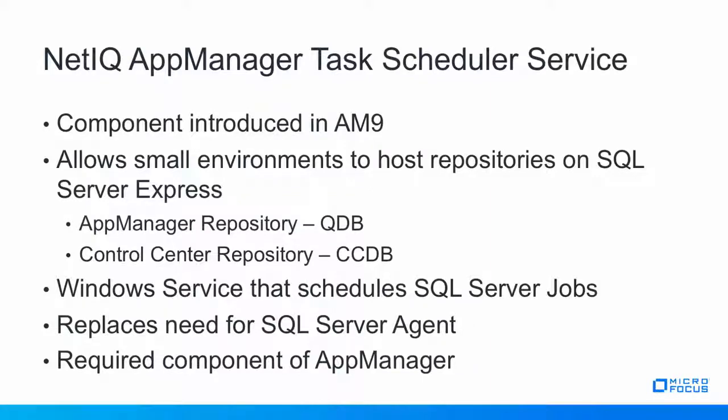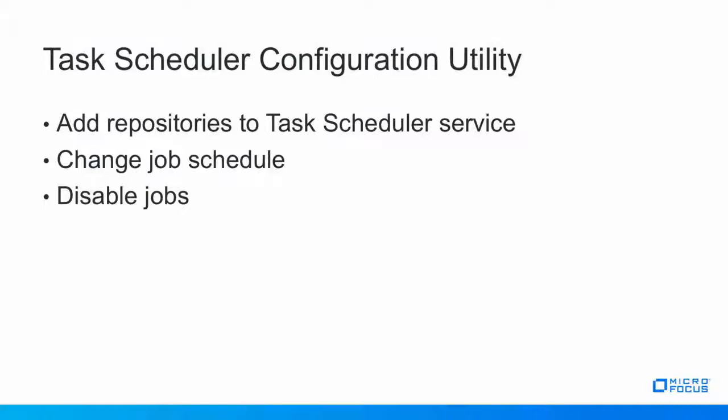The Task Scheduler is a Windows service that schedules SQL Server jobs for the QDB and CCDB. In earlier versions of AppManager, the Microsoft SQL Server agent scheduled the jobs. Task Scheduler is one of the required components of AppManager 9. For version 9 repositories to function correctly, you must install the service and then use the Task Scheduler configuration utility to add the repositories to the service. You also use this utility to change the schedule for SQL Server jobs or to disable specific jobs.